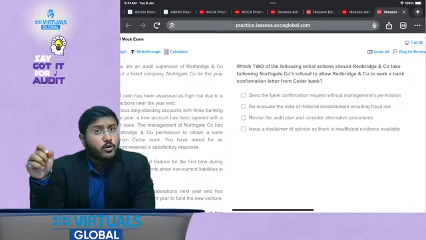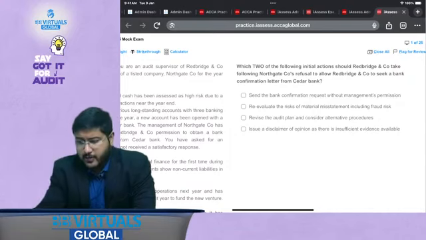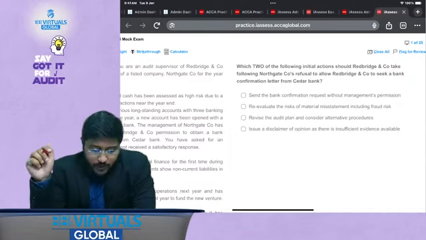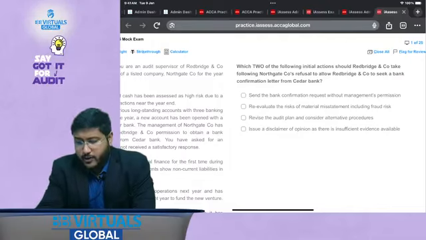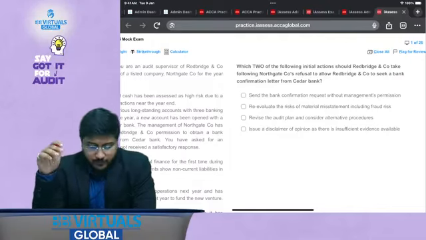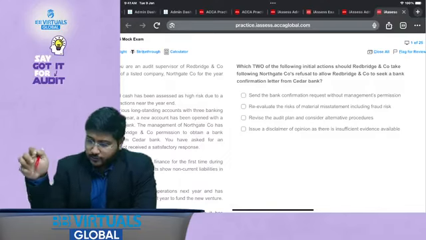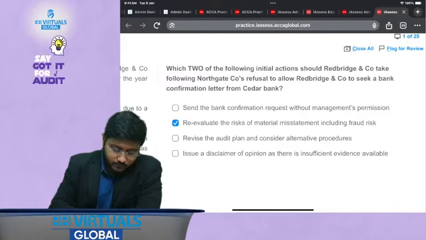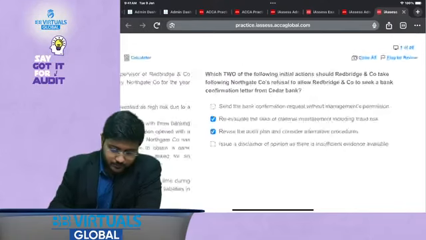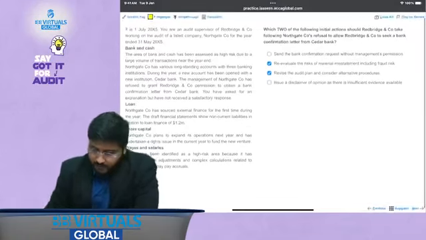Revise the audit plan and consider alternative procedures. Yes, but after discussion with the management. So third could be the right option. And issue a disclaimer of opinion as there is insufficient evidence. No, you cannot directly go for the disclaimer. You have to follow up with the management first. So here two options need to be selected. So second and third seem like the correct options. Okay, so that is how we have completed.